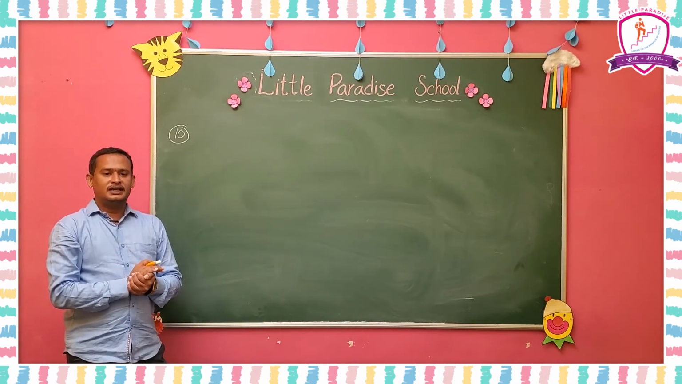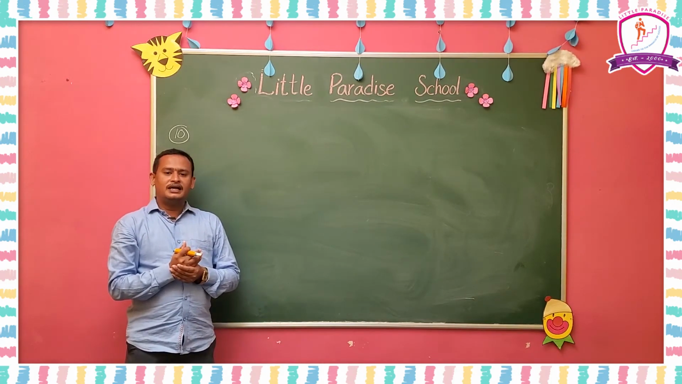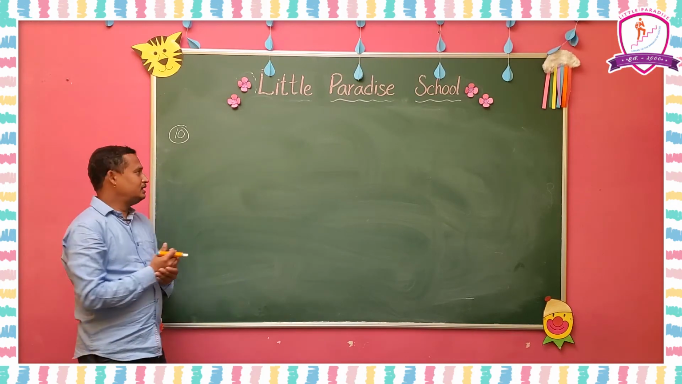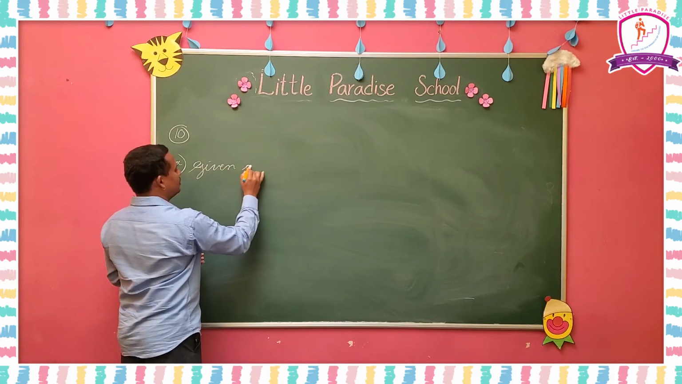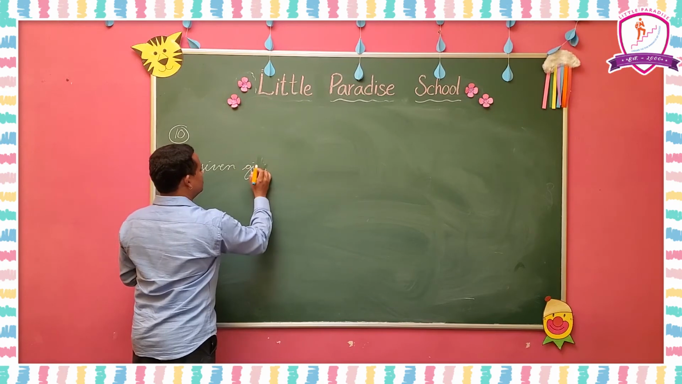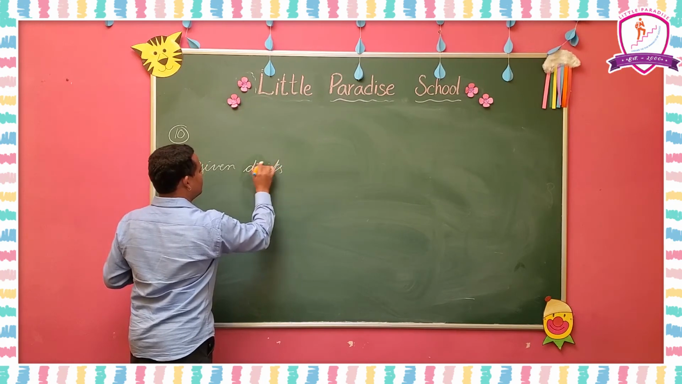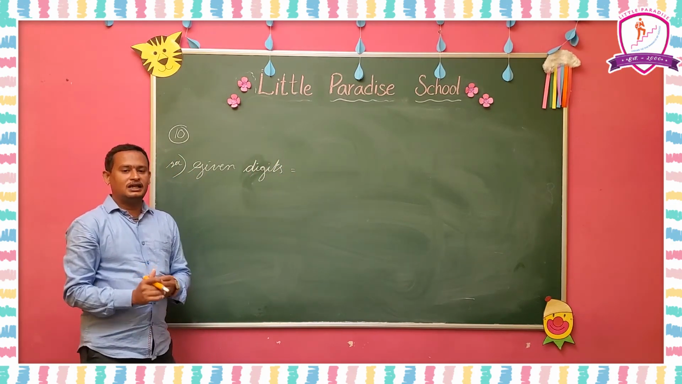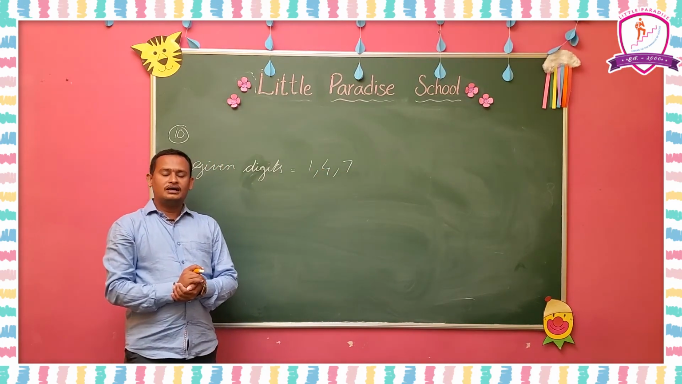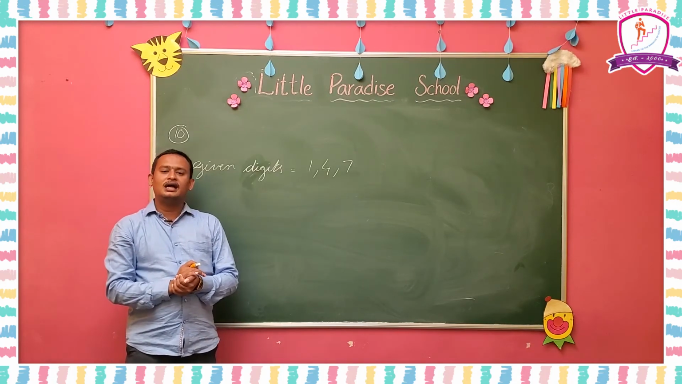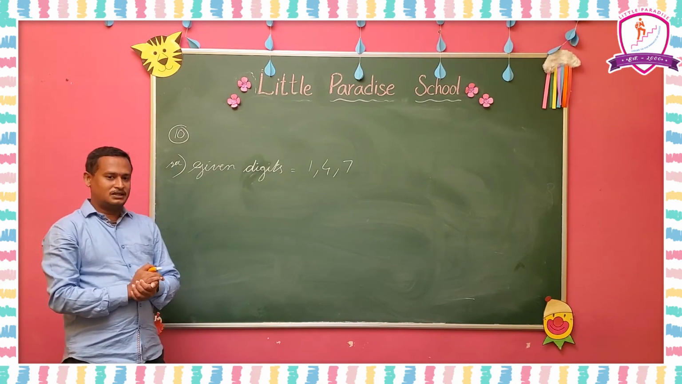So here I am going to explain the 10th one. Once read the question. Form the least 5-digit number using the given digits. What are the given digits? First you have to write the given digits. They are 1, 4, 7. What is the condition given here? The ones place digit is 4 times the thousands place digit.